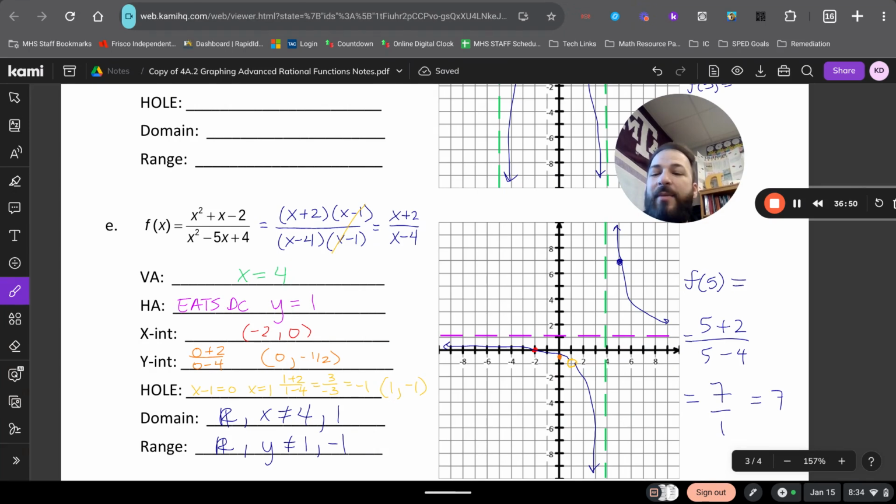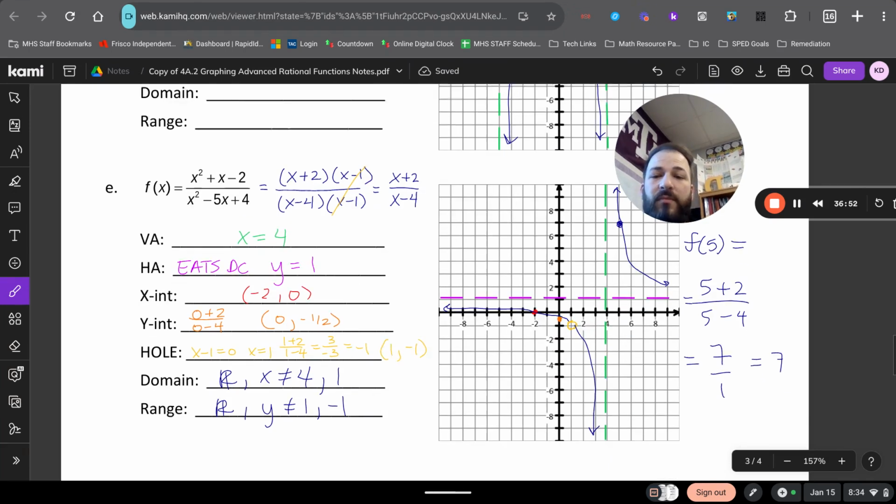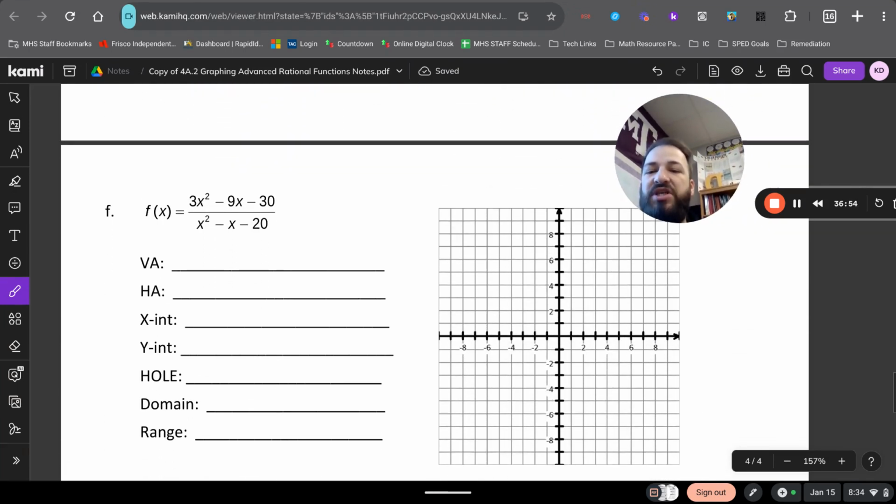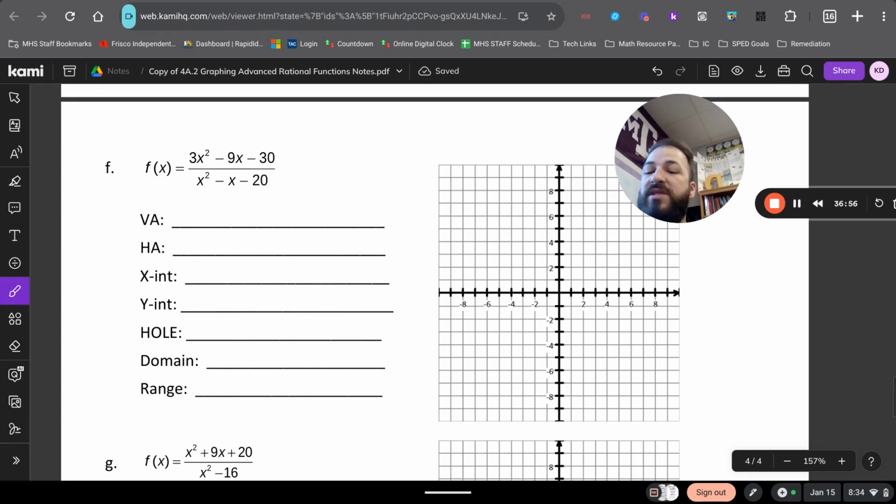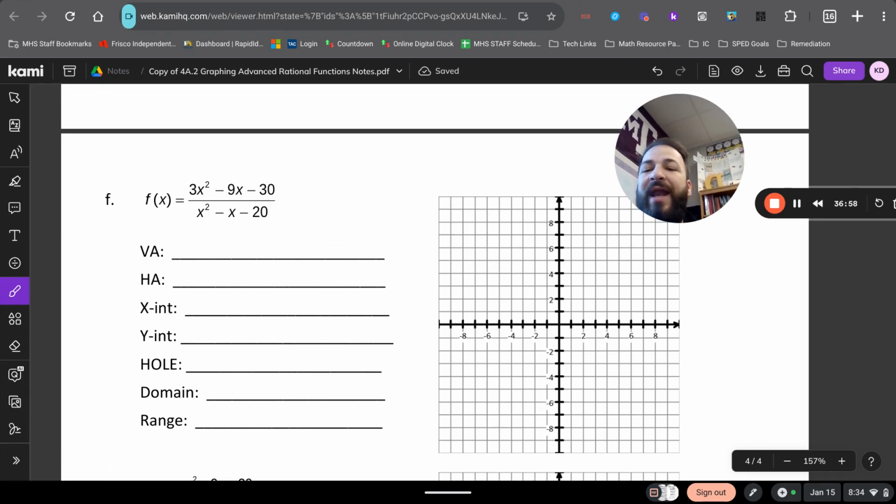Okay, we don't have a lot of time. This video is already pretty long. So let's do just one more question, and I'm going to let you do this one mostly on your own. So we're going to be looking at f. f of x is 3x squared minus 9x minus 30 over x squared minus x minus 20. First and foremost, go ahead and pause me and see if you can factor this one on your own.